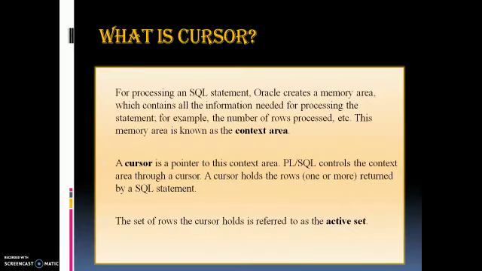First we see what is cursor. Before knowing about cursor, we first have to understand what is context area. For processing an SQL statement, Oracle creates a memory area. This memory area is called the context area. The context area contains all the information needed for processing the statement. Now coming to the cursor. A cursor is a pointer to this context area. A cursor holds the rows, that is, one or more rows returned by a SQL statement. The set of rows the cursor holds is referred to as the active set.